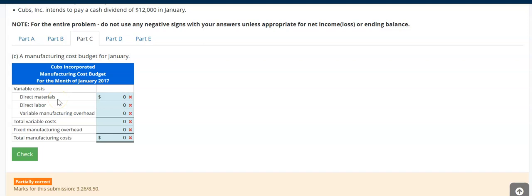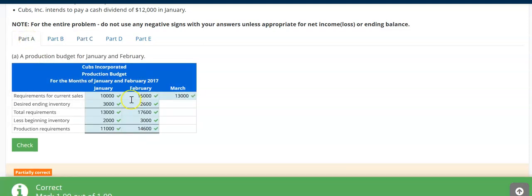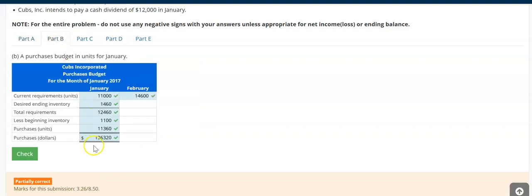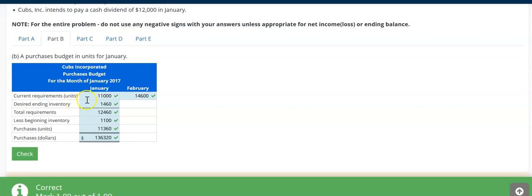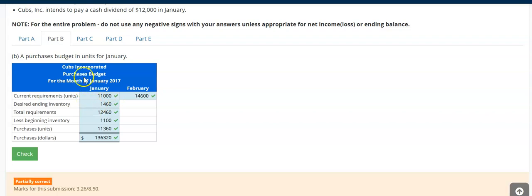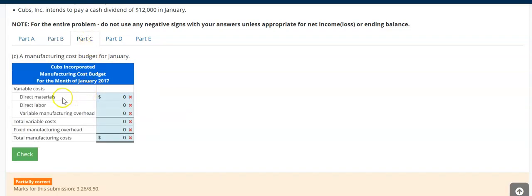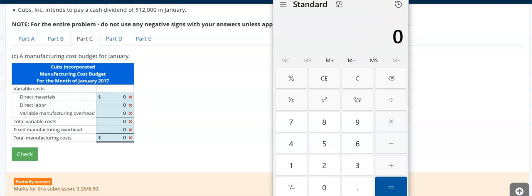Because we're just dealing with January, we can go over here for our direct materials, and we know a couple of things already. That's why this is fairly simple. We know that we have production requirements of 11,000, and we also found out in part B that, or we just carried this 11,000 over here. So for part C, when we talk about cost, we're talking about costs incurred, not necessarily anything to do with purchases or cash, anything like that.